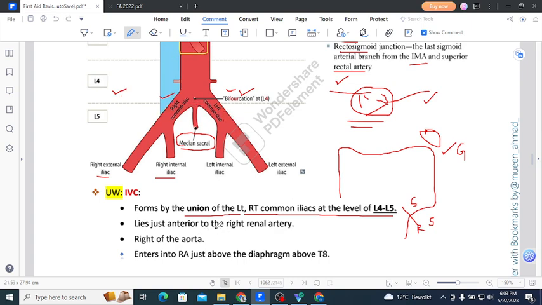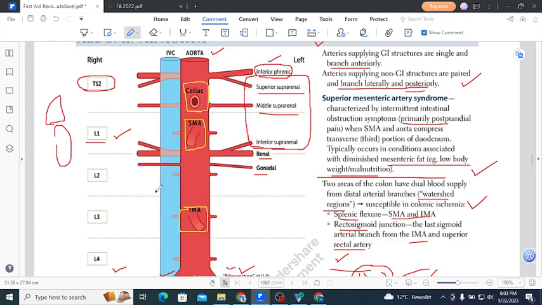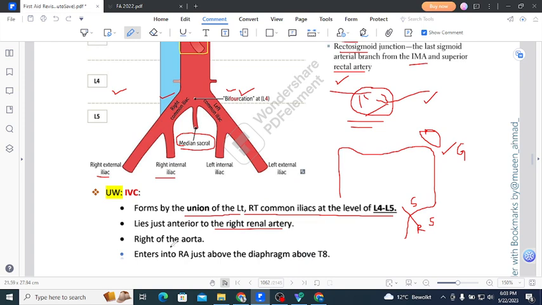It lies just anterior to the right renal artery. The right renal artery, where is it? This one is the right renal artery, behind the inferior vena cava. So the inferior vena cava is situated anterior to the right renal artery, at the right of the aorta, and enters into the right atrium just above the diaphragm, above the T8 level.